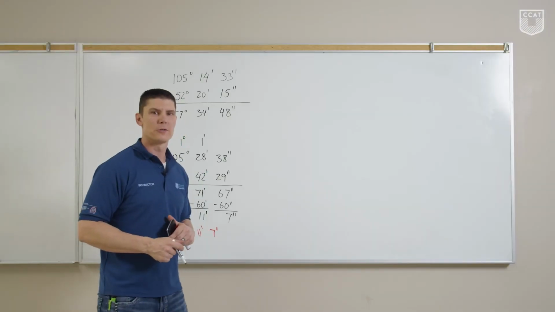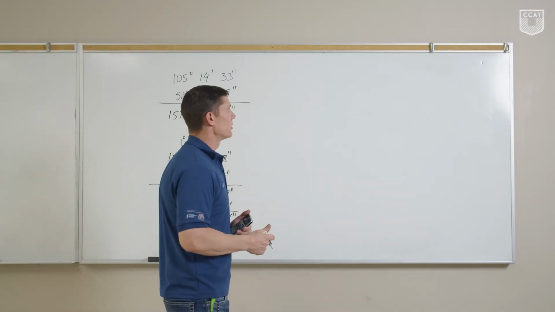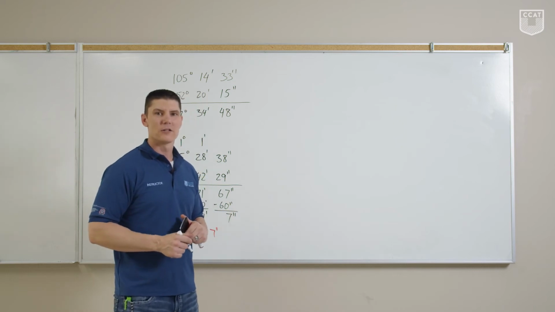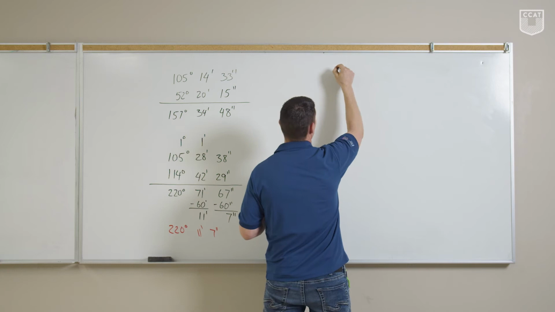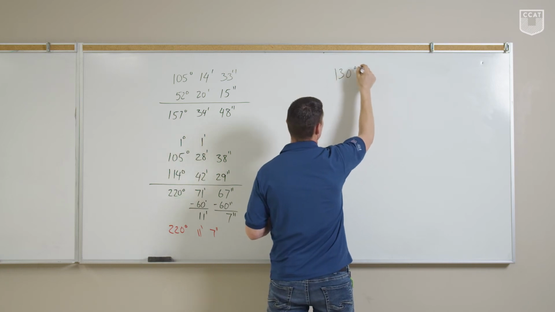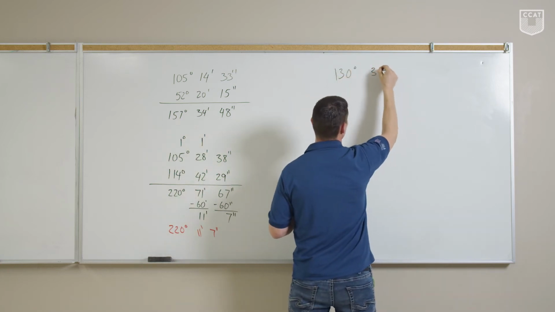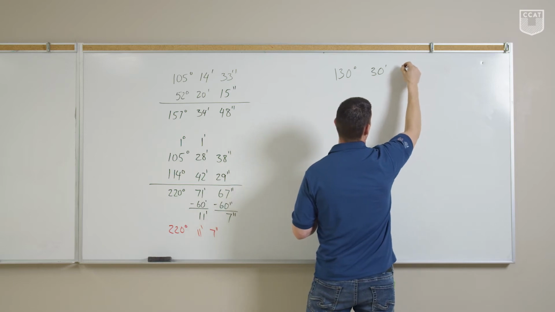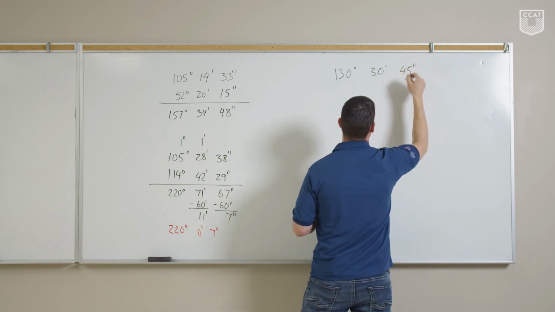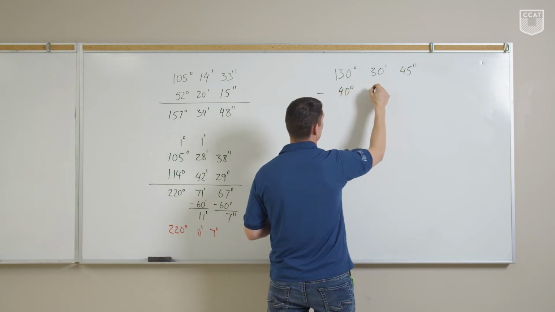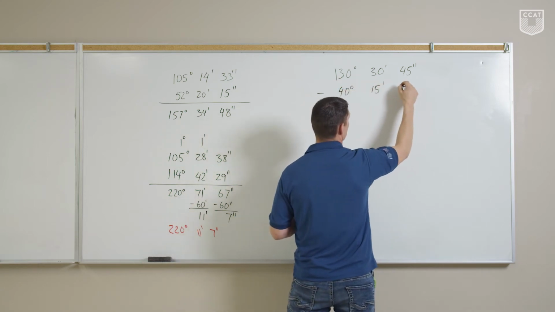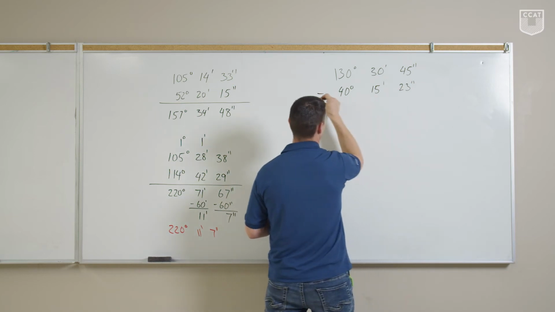Okay, so now we're going to subtract degrees, minutes, and seconds. So let's use a number, let's go 130 degrees, 30 minutes, and 45 seconds. And we'll subtract 45 degrees, 15 minutes, and 23 seconds.